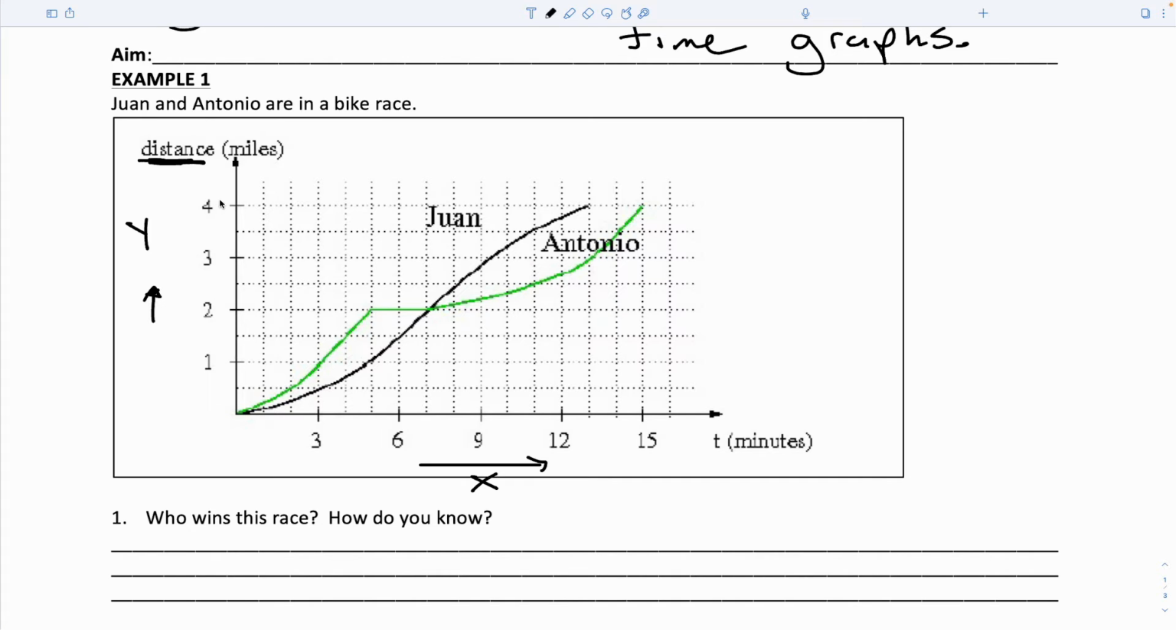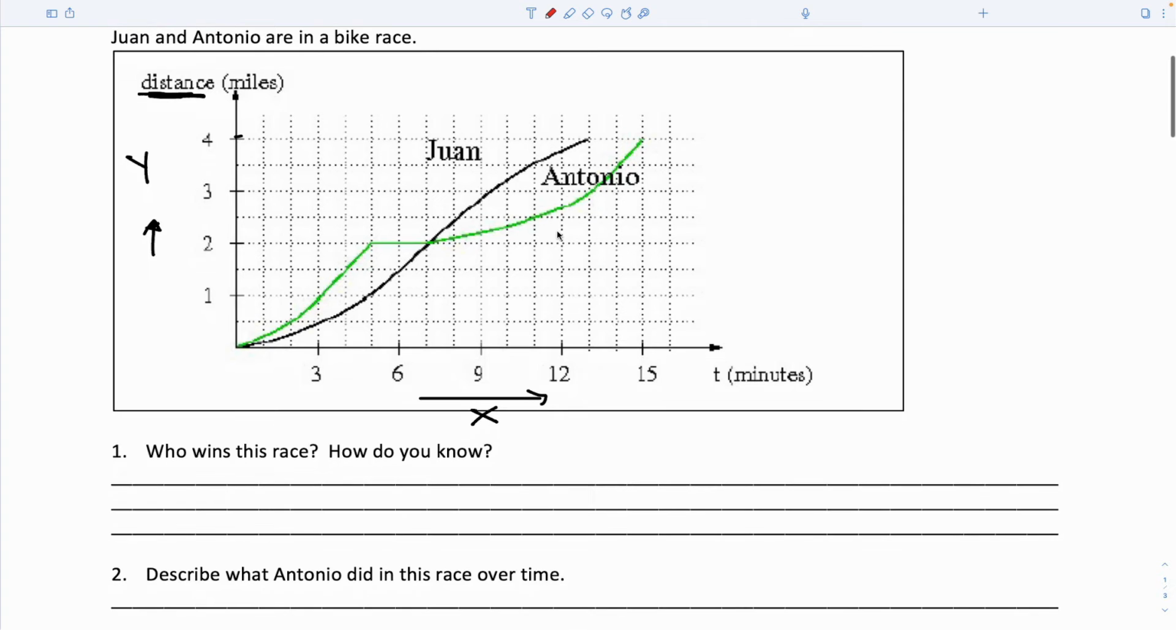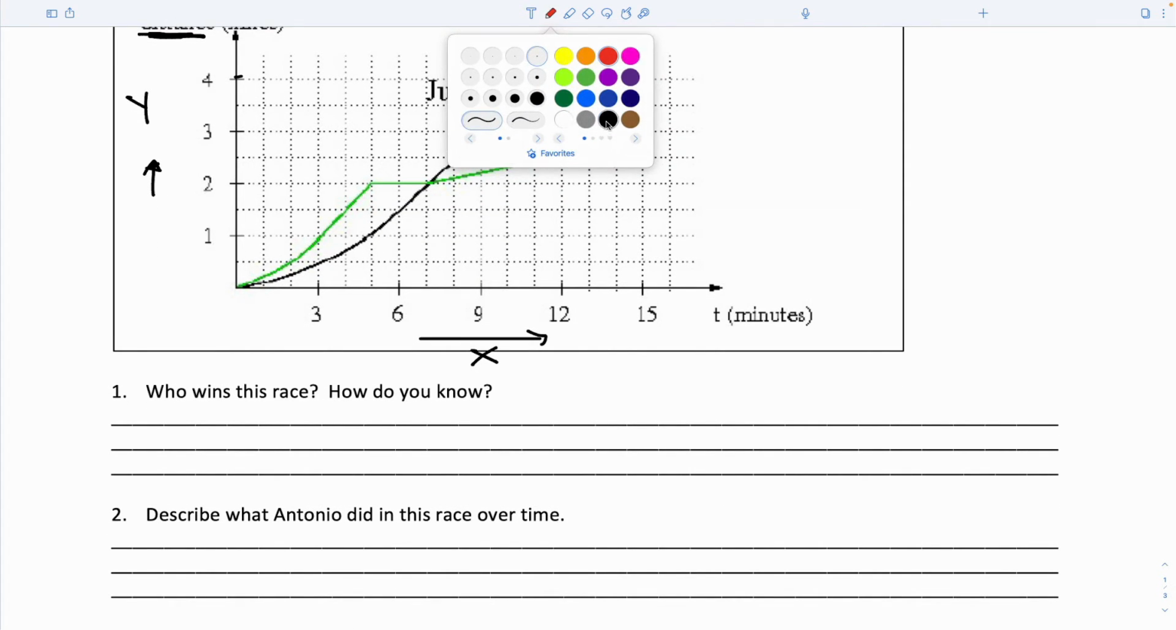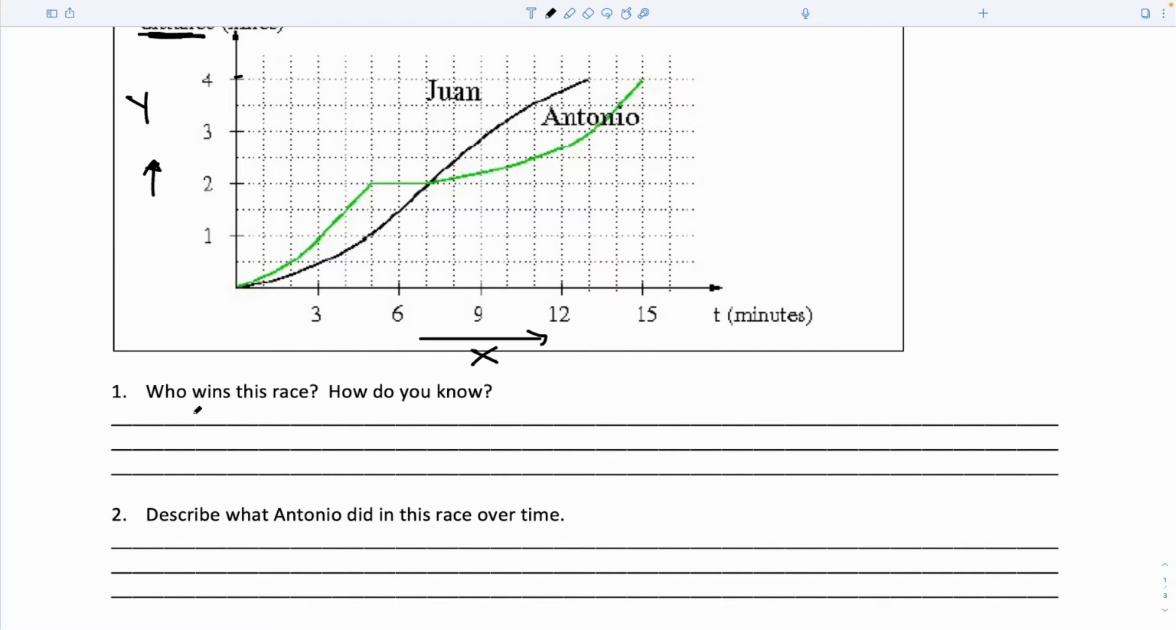Here's the problem. The distance is what you're measuring going up and down. And it was the first person to get to 4 miles. If you draw the little 4 line right here, who gets to 4 miles first? Well, it's Juan, not Antonio. There's usually a good sense of some grumbling and some, oh, that's not true, and some arguing with me, but in the end, I always win the argument, and you're going to put that Juan wins the race.